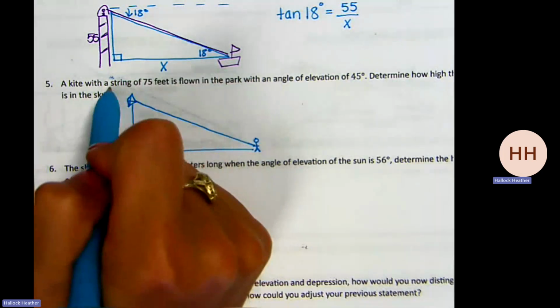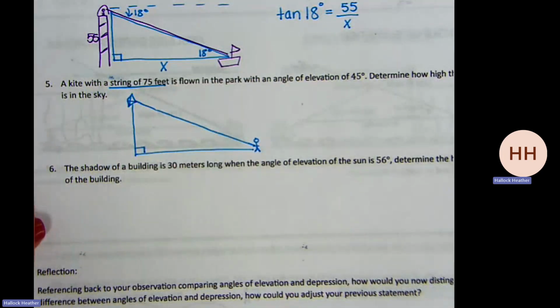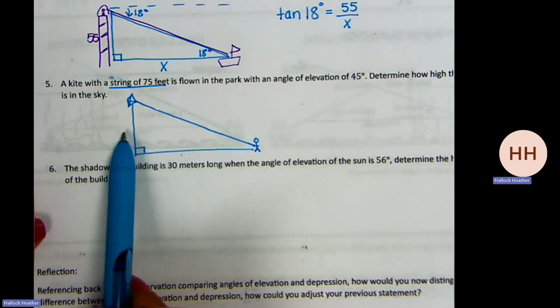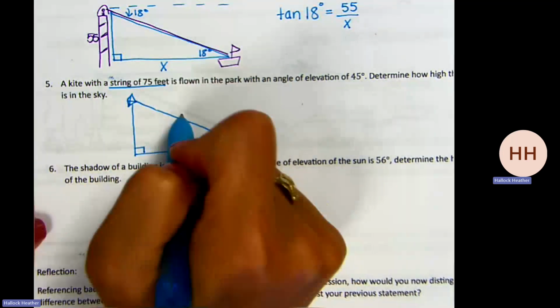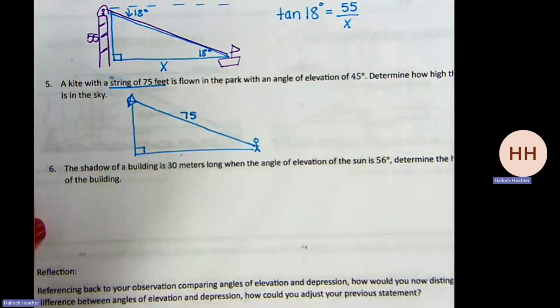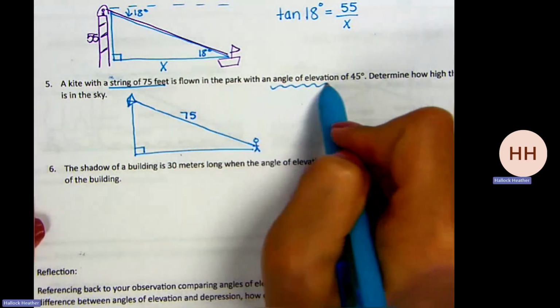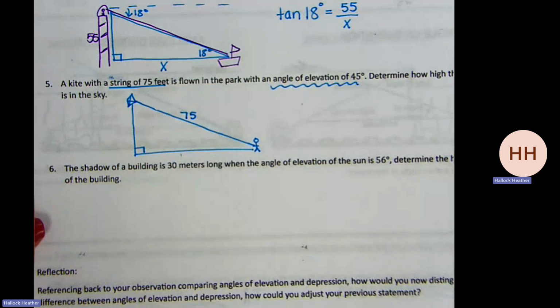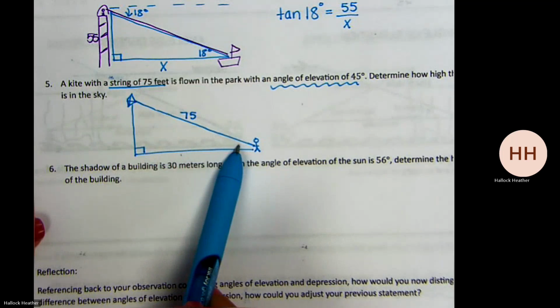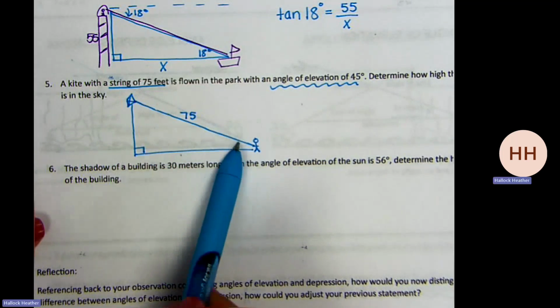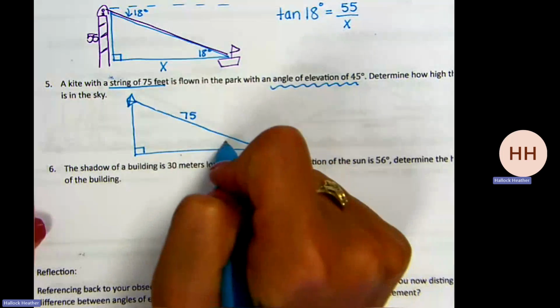So if the string is 75 feet, what part of the triangle would that be? Would that be the bottom of the triangle, the height of the triangle, or the hypotenuse of the triangle? The hypotenuse, because it's the string. I'm holding the string. So 75 can go here. That represents the hypotenuse. The angle of elevation is 45 degrees. So where's 45 degrees going? Is it going in this top angle or the bottom angle? The bottom. It's always the bottom. So 45 can go here.